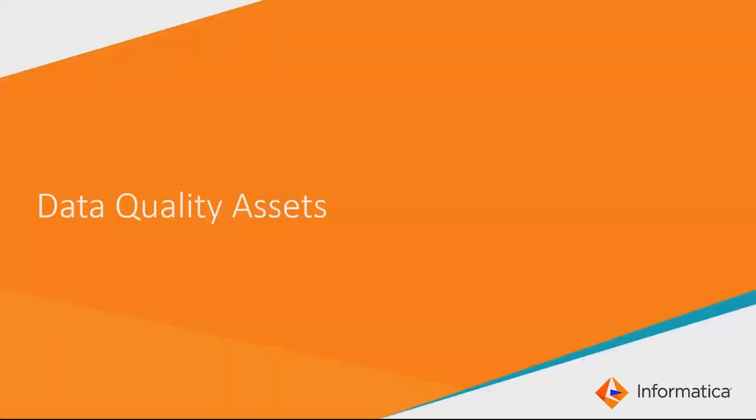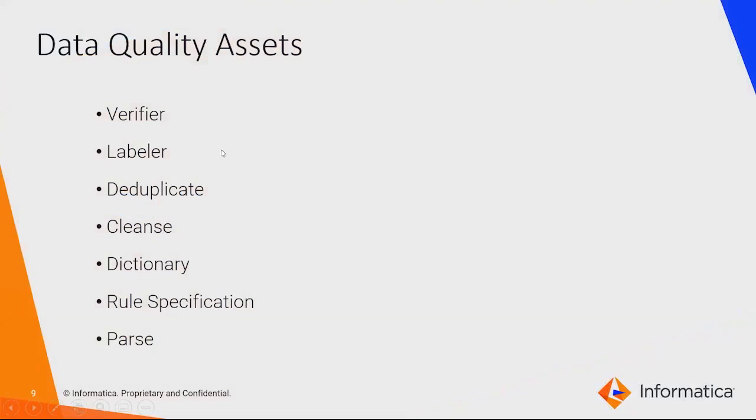Okay, so once you have the data discovery, now you want to apply those data quality rules by using different data quality assets, right? And we have around 7 data quality assets: verifier, labeler, deduplicate, cleansing, dictionary, rules specifically, and parsing, right? So moving to the next slide.